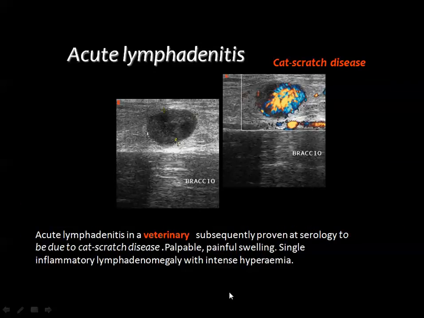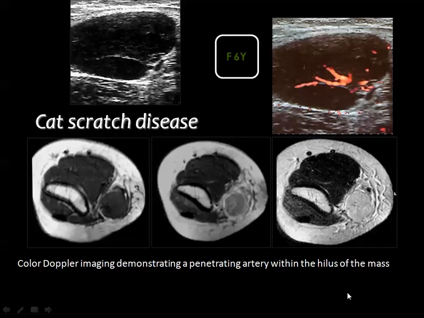And this may also be seen in veterinary people, where you can see this appearance, which is indistinguishable from other inflammatory nodes, but the location and the history will direct to the accurate diagnosis, and you see the node is swollen with extensive hypervascularity. And this is an example of epitrochlear lymphadenopathy due to cat scratch disease. There is a big lymph node near the elbow of intermediate signal in the T1 and increased signal in the T2 with homogeneous post-contrast enhancement. And by Doppler ultrasound, you can see some vascularity within the node.